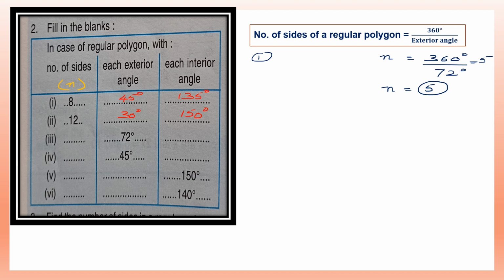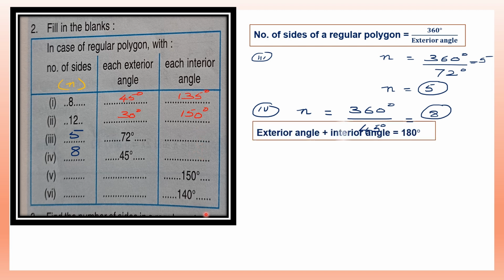So let's write that here. So here it is 5. The number of sides is 5. Now let's find the number of sides for the fourth one also. So this is the third one and the fourth one. Let's find the number of sides. The formula is n is equal to 360 degrees divided by the exterior angle. This time the exterior angle in the fourth one is 45 degrees. So let's divide 360 by 45, and that is 8. That means the number of sides is 8. So let's write 8 here. So can you see we have found the number of sides for the third one and for the fourth one. Now we have to find the interior angle here.